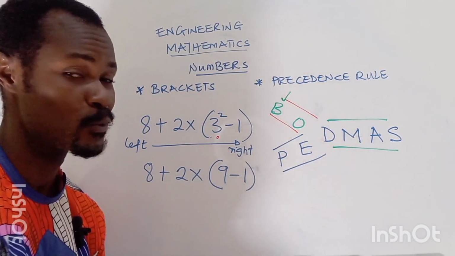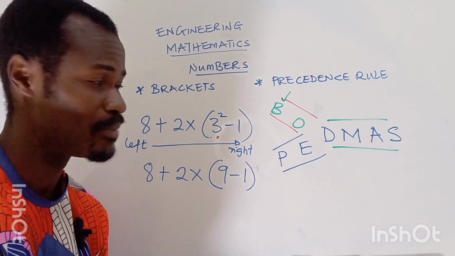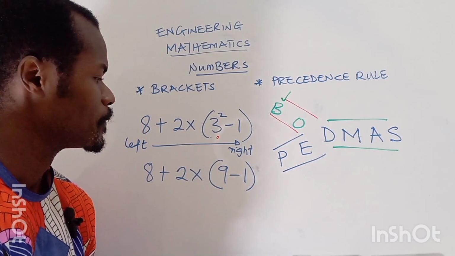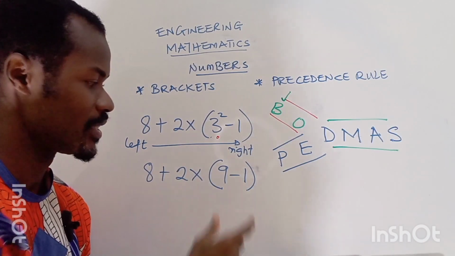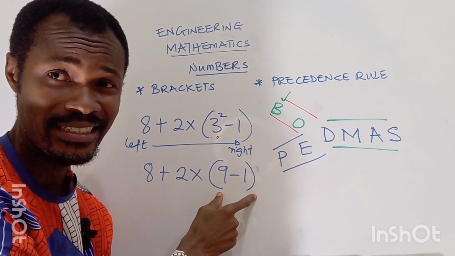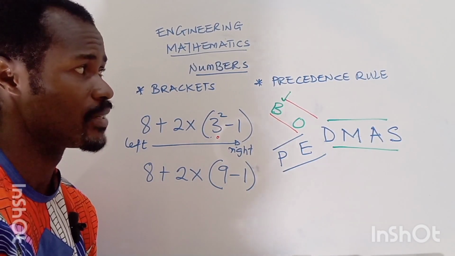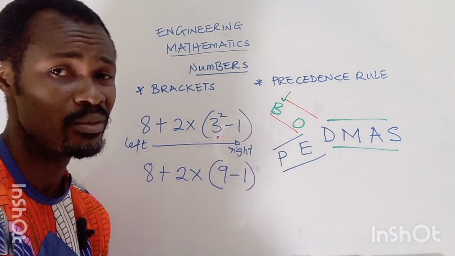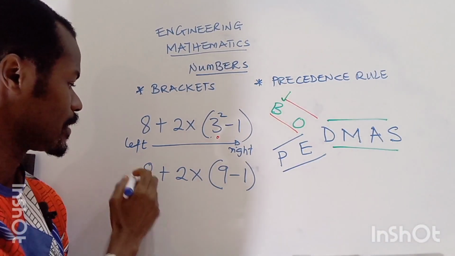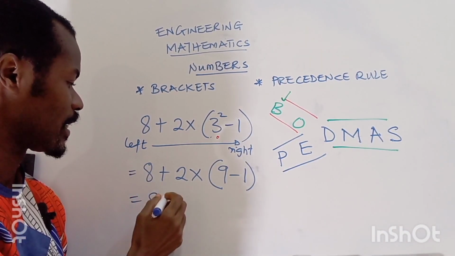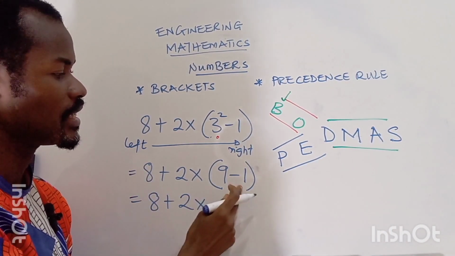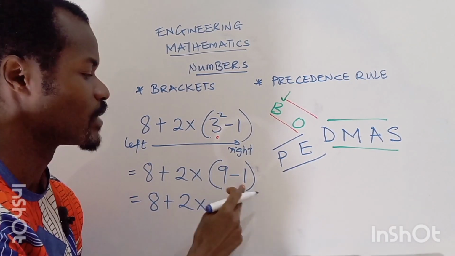So we have worked on what? The exponential of the power. Alright. Now the next thing is we're still working on the brackets. We're not done with the bracket, because according to the order or the precedence rule, we have to work on the bracket. So this gives us 8 plus 2 times... Now to finish off the bracket, 9 minus 1 is what?